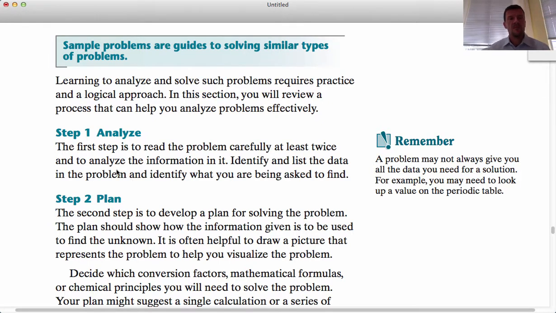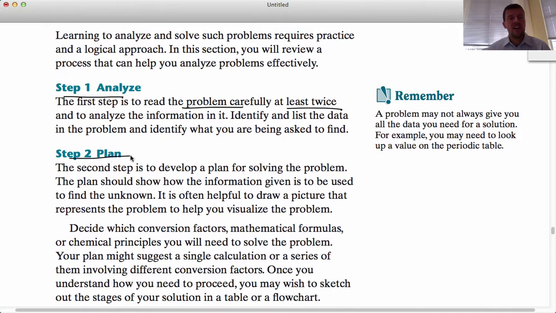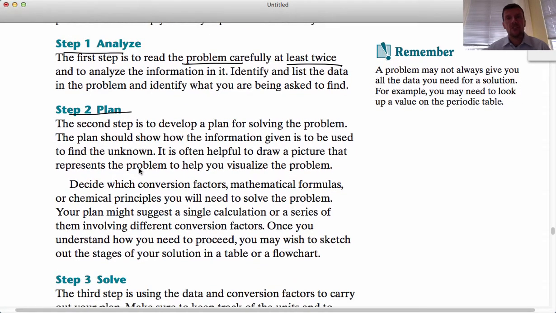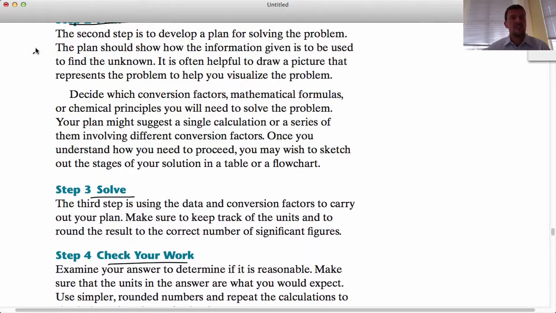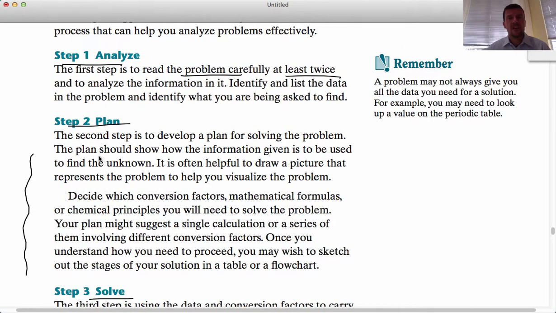Okay, I'm not going to spend a lot of time here. This is just showing you that when you have problems, there's a systematic approach to solving those problems. First, you want to analyze, okay, read the problem carefully. You might even have to read it twice. Gather in the information, devise a plan. What are you going to do in order to try to attack this certain problem, and then solve it, and then check your work. Okay, again, you probably already do that, but you do want to have a systematic approach.